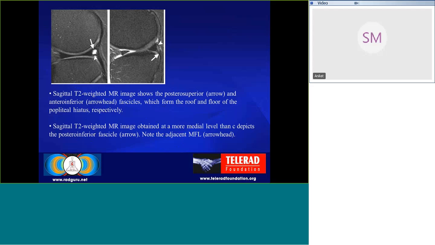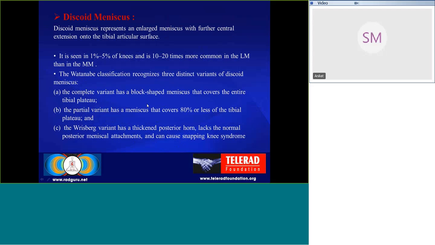One well-practiced classification divides the discoid meniscus into a complete variant, which has a block-shaped meniscus that covers the entire tibial plateau, and a partial variant, which has a meniscus that covers up to 80% or less of the tibial plateau. Another is the Wrisberg variant, with a thickened posterior horn that lacks the normal posterior meniscal attachment, and can cause snapping knee syndrome.